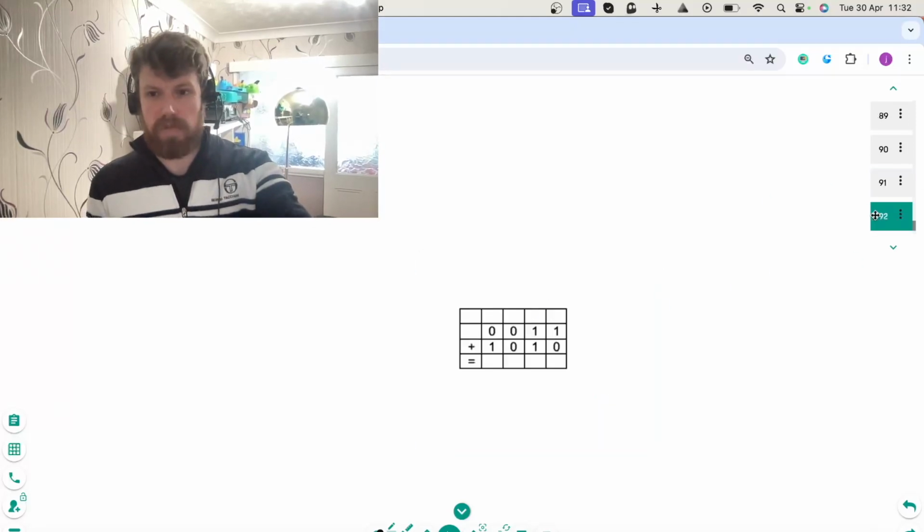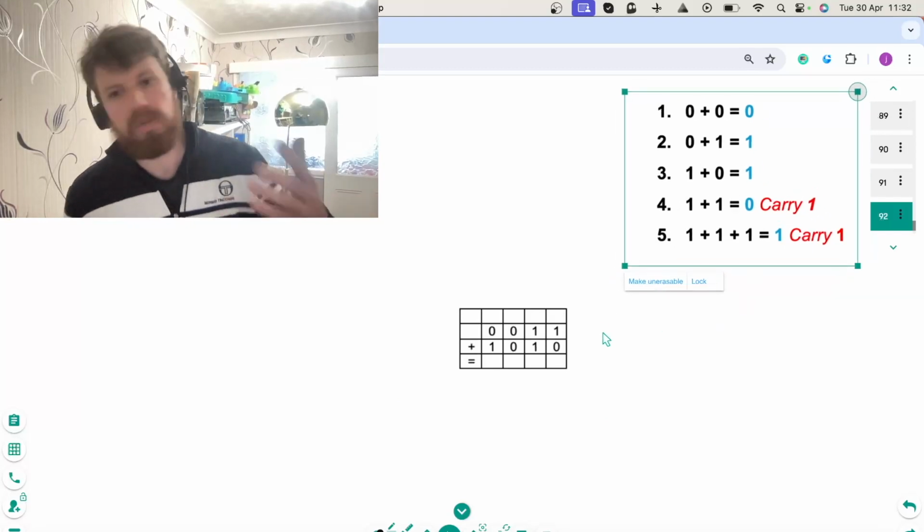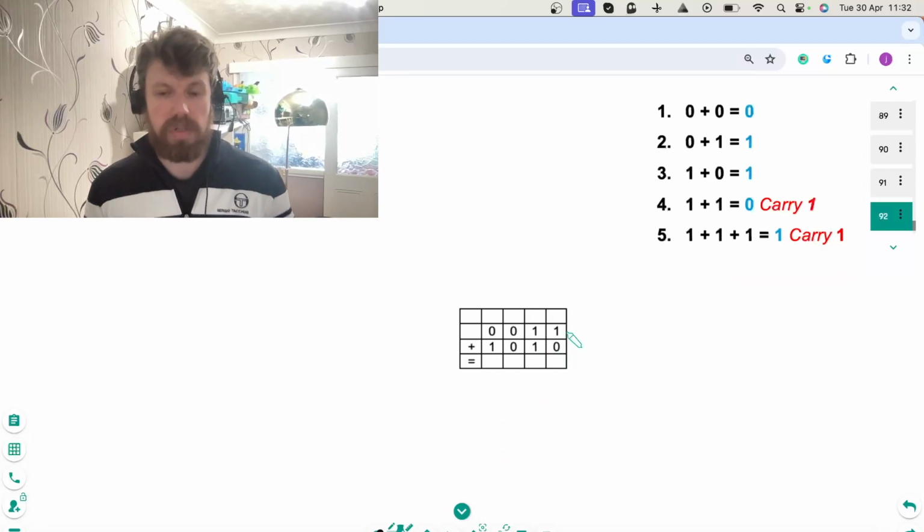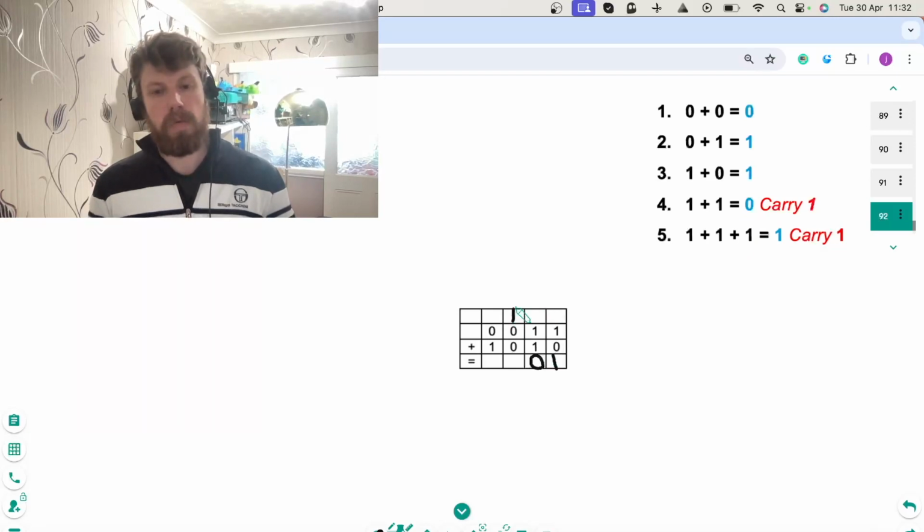So get these rules, make sure that you write them at the top, just so that it gives you a quick reminder of what each of these things are. You are then going to start from the right-hand side, which is 1 plus 0 is equal to, and if we check the rule, 1 plus 0 is 1. So I'm just going to write that down there. 1 plus 1 is equal to 0, as we can see here, carry the 1, which I'm going to write up here. 1 plus 0 plus 0 is the same as rule 3, so we're just going to write a 1 down here. 0 plus 1 is going to be 1.